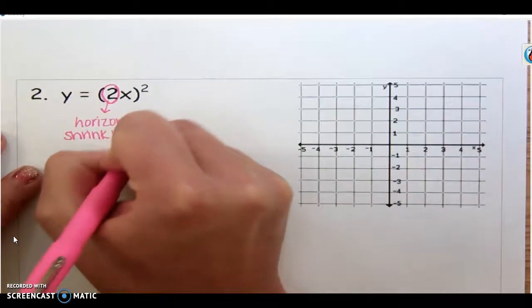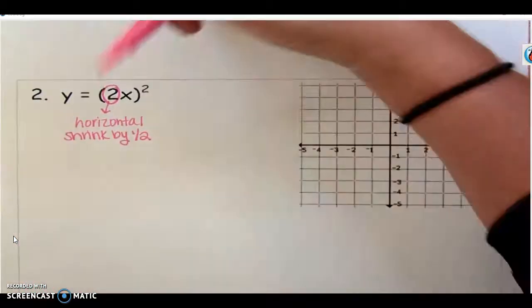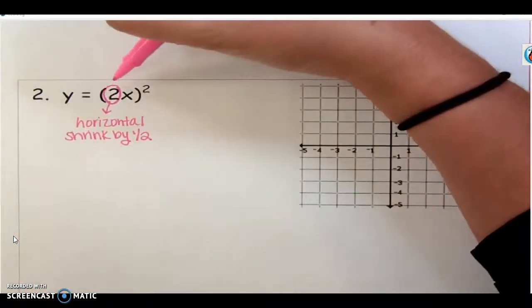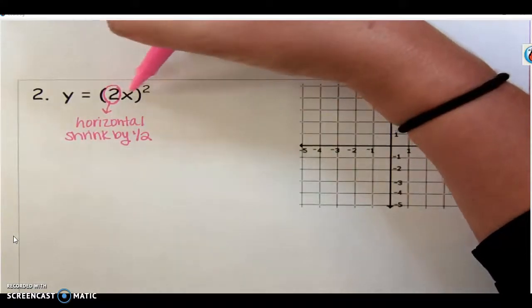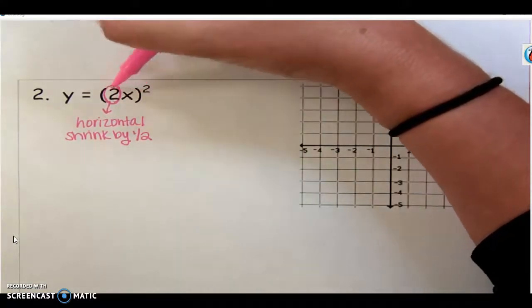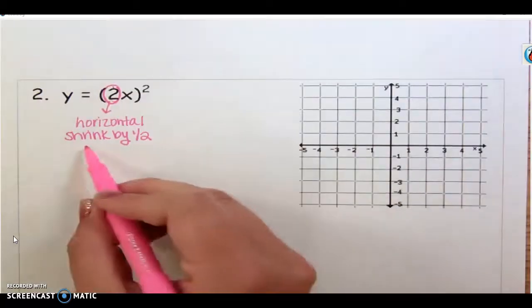By 1/2. Okay, so let me say it again. Because this is in the parentheses, it's horizontal. When it's in the parentheses, you're really looking at what the reciprocal does here. The reciprocal of this would be 1/2. Because that's less than 1, it's going to be a shrink.